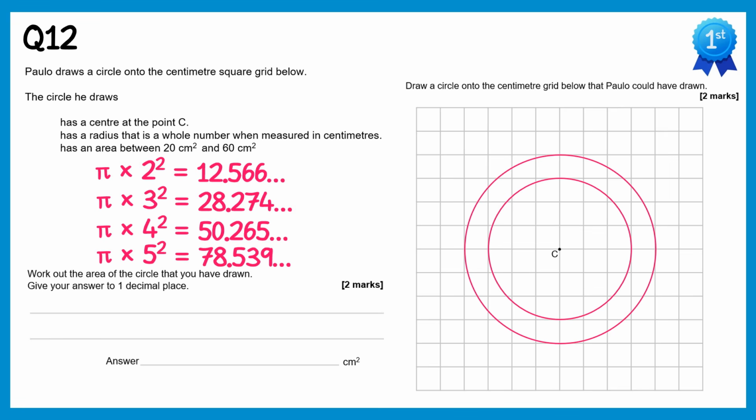Now for the second part of this question, we need to give the area of the circle we've just drawn. Now if you drew the 3 centimetre circle, we've already done this, it's pi times 3 squared, which gets you 28.274 and so on. The question says to give your answer to 1 decimal place though, so if we round that to 1 decimal place, the 7 tells us we need to round the 2 up, so it's 28.3. Now if you instead did the one for 4 centimetres, you do pi times 4 squared, which gives you this number, and that rounds to 1 decimal place as 50.3, since the 6 will tell the 2 to go up to a 3.